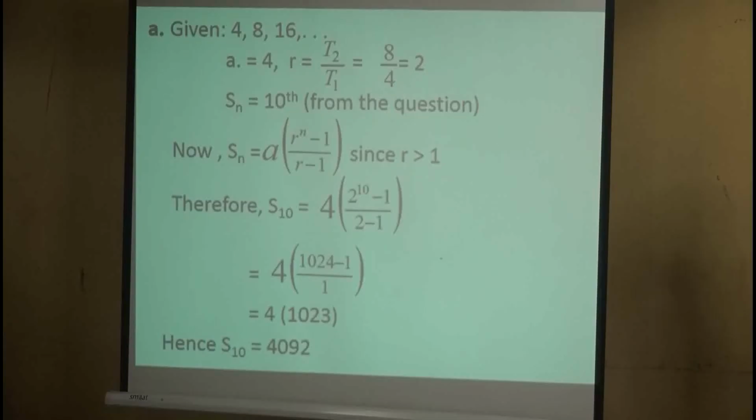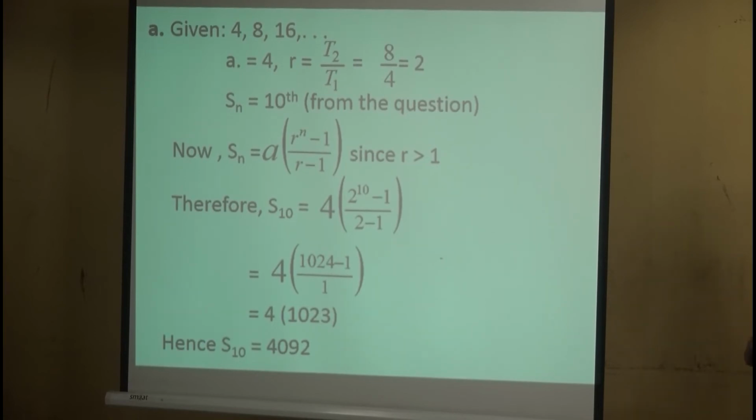And if you simplify further, you will have 4, open bracket, 2 raised to the power 10 is not 2 times 10, but 2 multiplying itself in 10 places. So it will be 2 times 2 times 2 up to 10 places. And the result will give us 1024. 2 raised to the power 10 is 1024. And minus 1. All divided by 2 minus 1, the result there is 1. So 1024 minus 1 will give us the result as 1023.